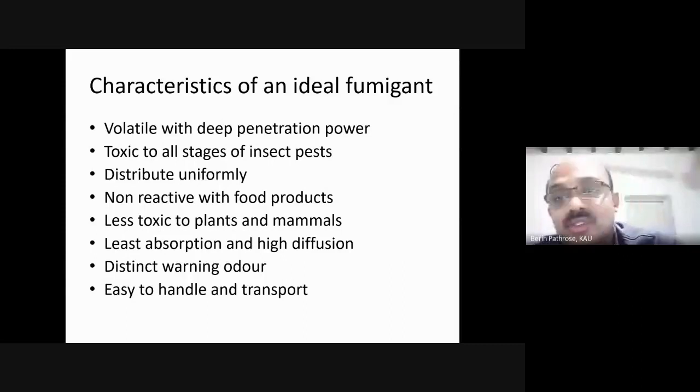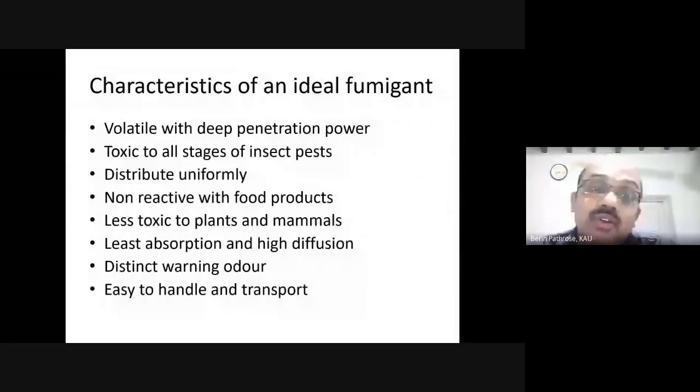It should have deep penetrating power, and it should have the uniform distribution property. Otherwise, if it doesn't distribute uniformly, the fumigation won't be thorough. So that is the third character. And it should not react with food products. Whatever grain or oil seed or whatever commodity we fumigate, the fumigant should not react with that commodity. If it reacts with that commodity, that's not an ideal character.